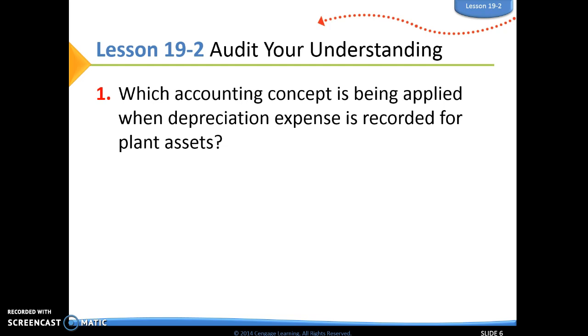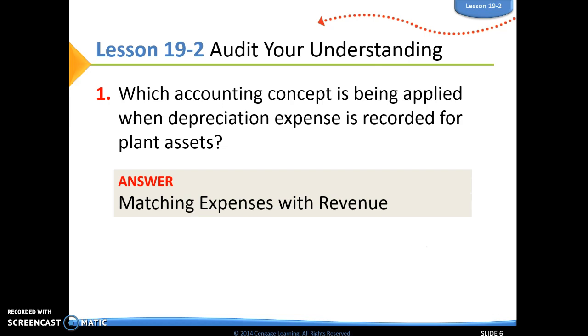Audit your understanding. Number 1, which accounting concept is being applied when depreciation expense is recorded for plant assets? Remember, you're often tested on accounting concepts, so make sure that you're paying attention to those. This would be our matching expenses with revenue.